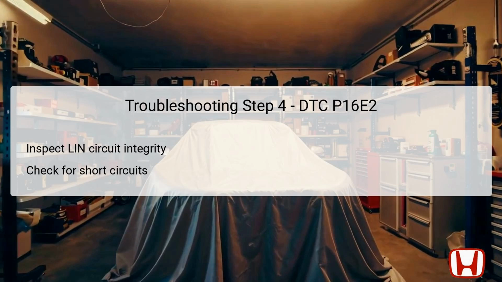Identifying shorts or open connections can often require using specialized equipment to trace the circuit accurately. If damaged aspects of the LIN circuit are found, appropriate repairs should be carried out to restore its functionality. This step is essential because it directly correlates with the communication problems underlying the DTC P16E2 error.